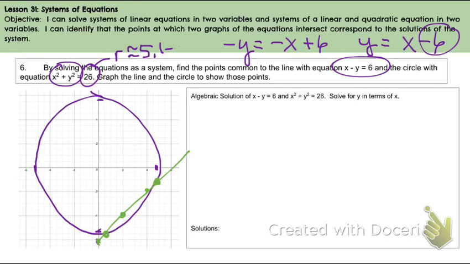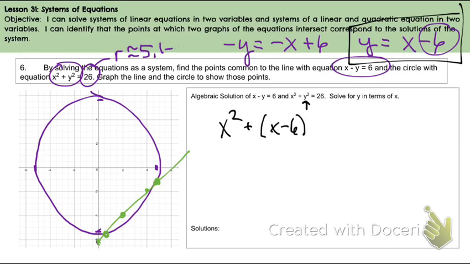So now I'm going to do the algebraic solution of these, and there was a reason I found y in slope-intercept form like that. Okay, it says to solve for y in terms of x. That means just get it into slope-intercept form and then plug that in. So right here, that's where I'm going to plug in x minus 6 for my y. So I have x squared plus x minus 6 squared equals 26. x squared plus, and then I get x squared minus 12x plus 36 equals 26.